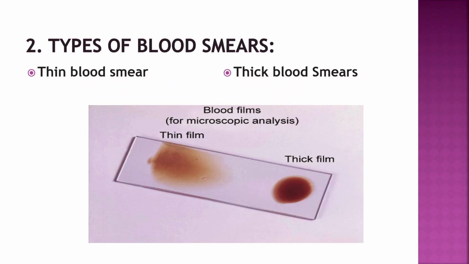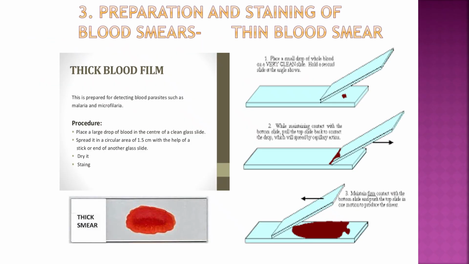There are 2 types of blood smears, thin blood smear and thick blood smear. You can see them in this picture. Preparation and staining of blood smears. A thick blood film can be prepared by taking 2 to 3 drops in the center of a clean slide and making a round with the help of another spreader slide. For a thin smear, take 1 to 2 drops of blood at the end of the slide, then spread it forward with another spreader slide and you will get a tongue shaped smear. So this is a thin smear.